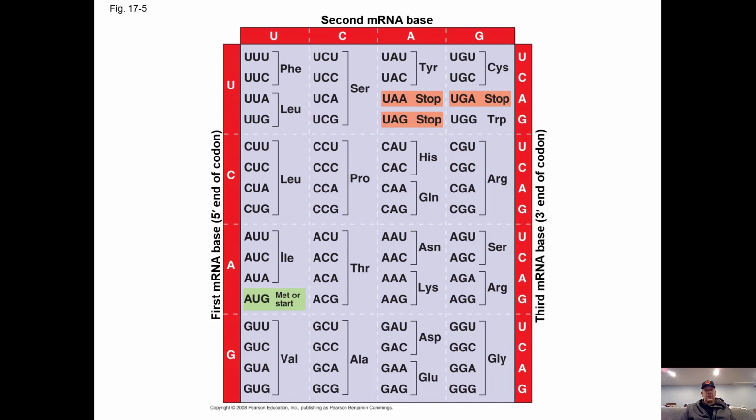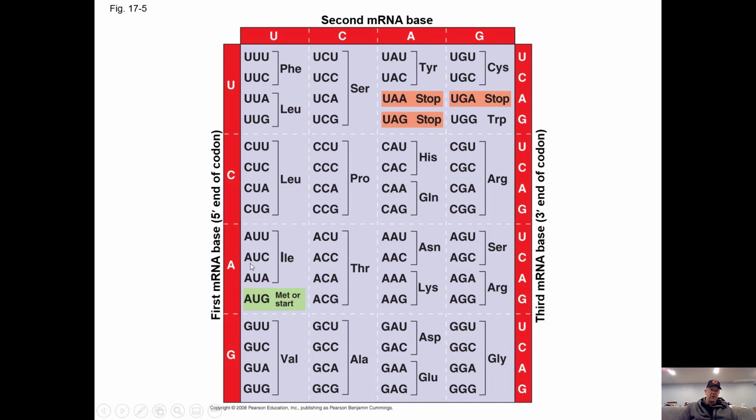So here's our actual chart. We call this a codon chart. If you look, here we have UUU and UUC, and they both code for phenylalanine. UUA and UUG both code for leucine. If you start with a U and a C, you code for serine. All right, so we have a lot of repetitiveness, or redundancy.